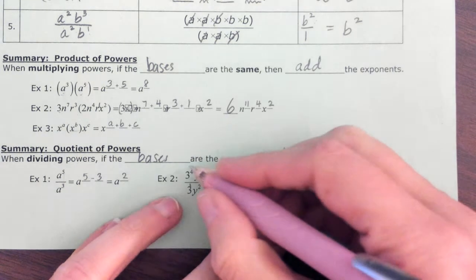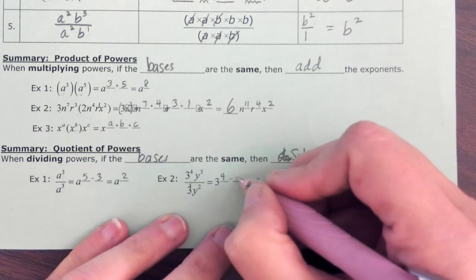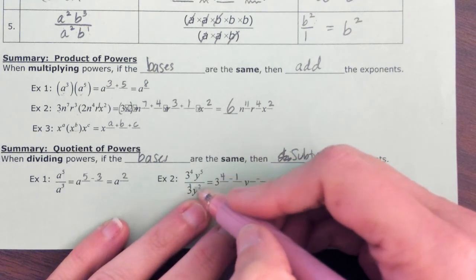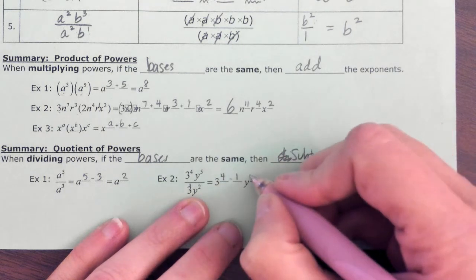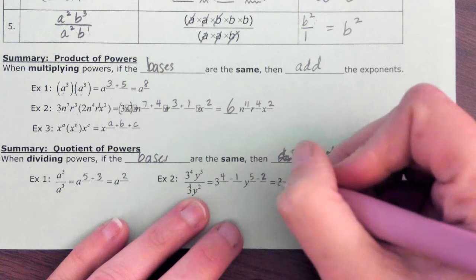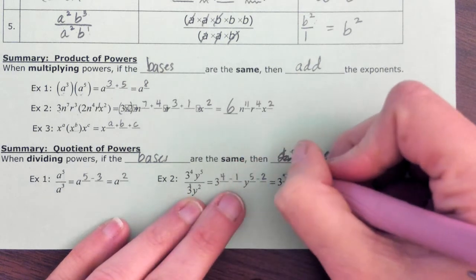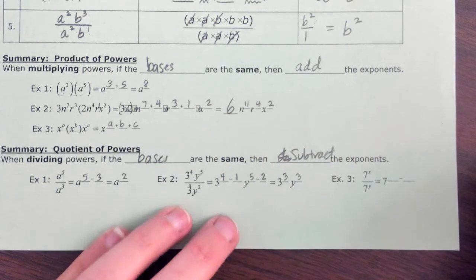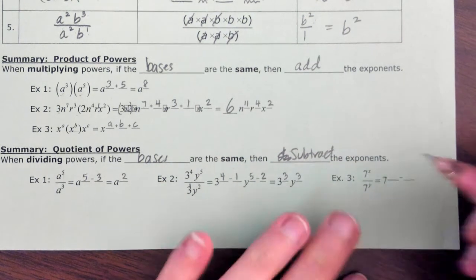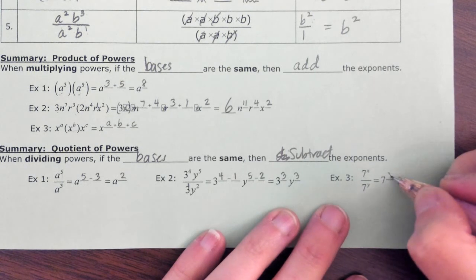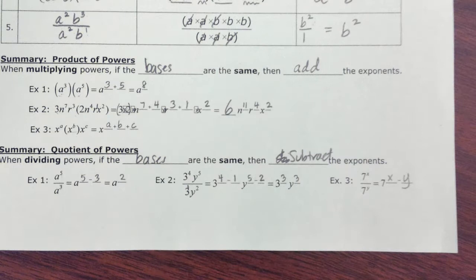Okay, so I have 3 to the 4th over 3 to the 1st, because I'm dividing them, and I look at the bases, the same bases, y and y, so I have y to the 5th over y squared. That gives me 3 to the 3rd, because 4 minus 1 is 3, and y to the 5 minus 2 is y to the 3rd. Okay? And then this last one, again, is the same thing. 7 to the x over 7 to the y is 7 to the x minus y. Okay? So that's the first 2 rules that we're going to learn.